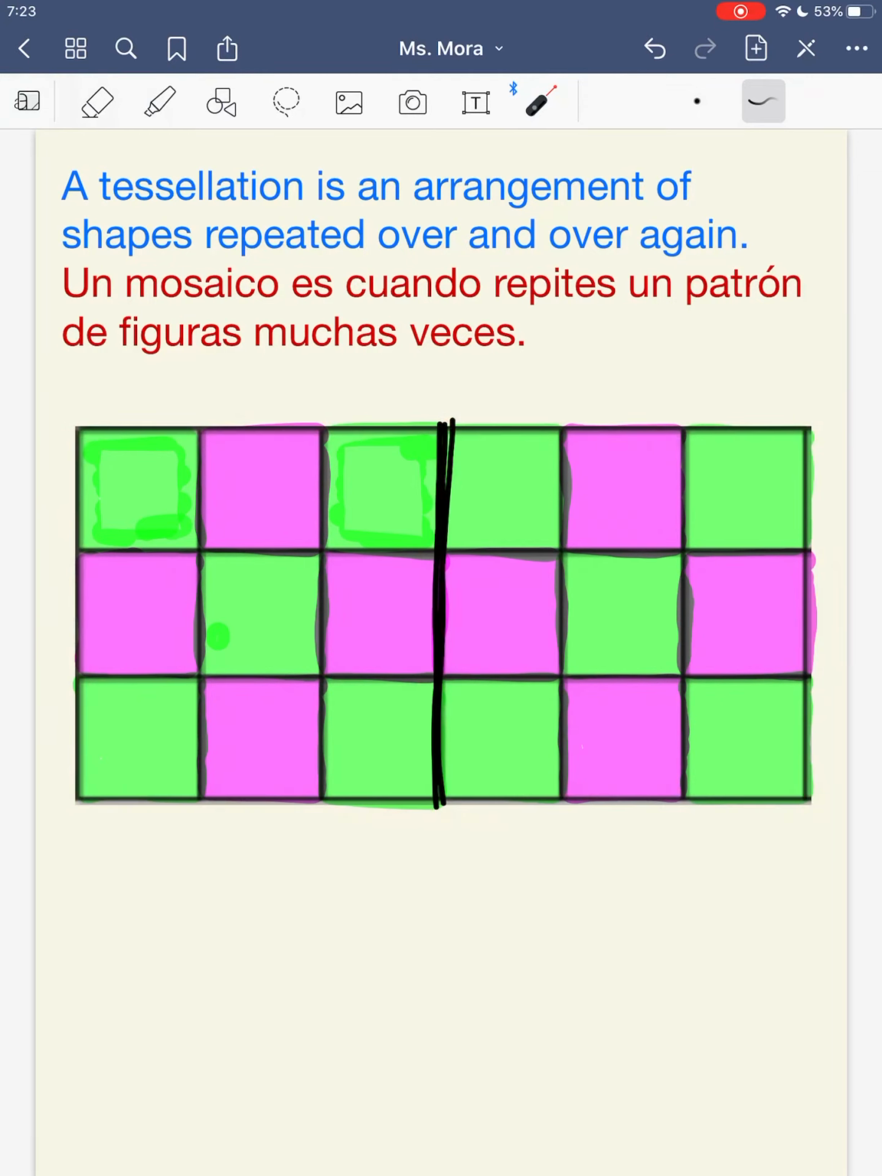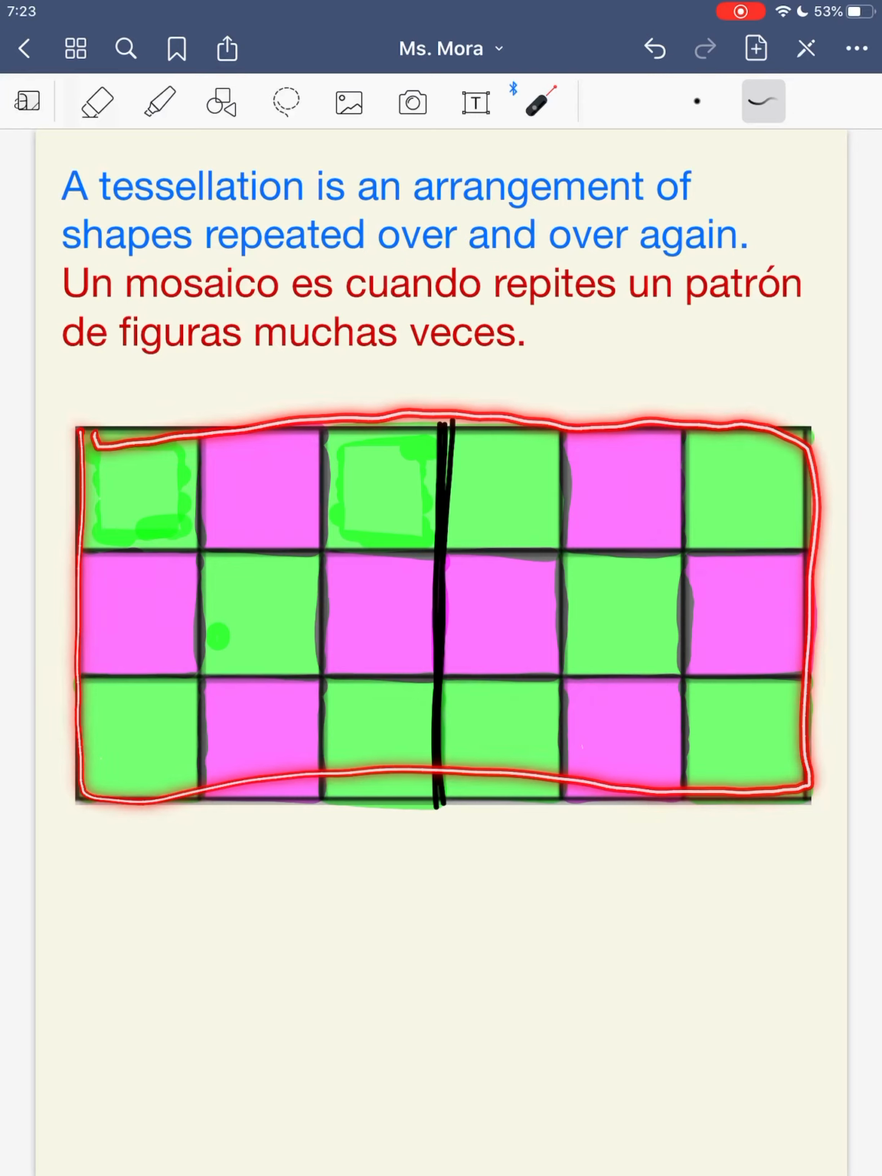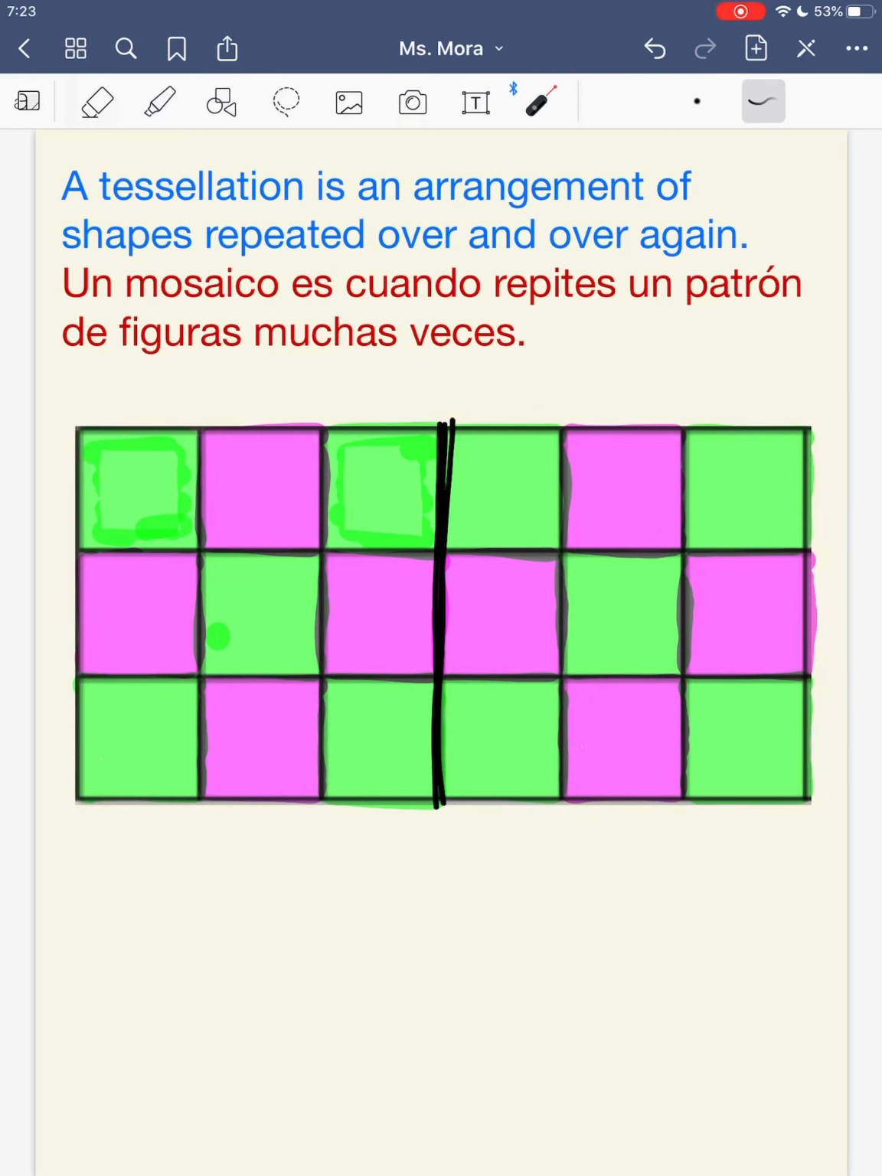So vamos a practicar dibujándolos. Okay guys, so in order to draw, or in order to create a tessellation, okay, I know you guys probably don't have graph paper at home, you know, drawn with perfect squares like this, but I'm going to show you how to set up your array so that you can color in a tessellation.